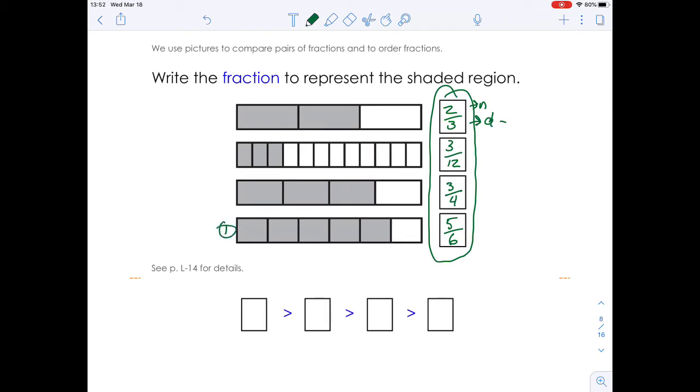This is the number 1 largest fraction, so 5/6. The next smaller one is 3/4. The next one is 2/3. And the smallest of the set is 3/12. And the reason why we put them in order from largest to smallest is because we had the greater than symbols here. So we say 5/6 is greater than 3/4, which is greater than 2/3, which is greater than 3/12.